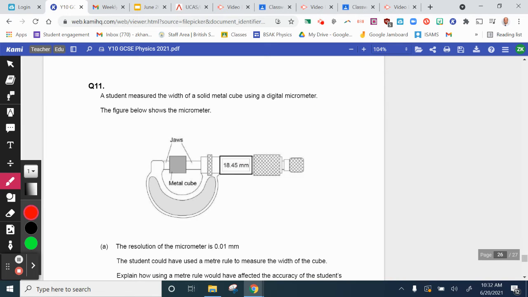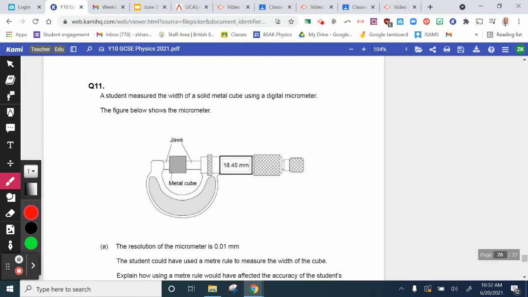Question 11. A student measured the width of a solid metal cube using a digital micrometer. The figure below shows the micrometer. So here is a micrometer. You may have not seen this piece of equipment before, but it measures the length and the width of a cube. So there's a cube in between, and it's reading 18.45 millimeters.